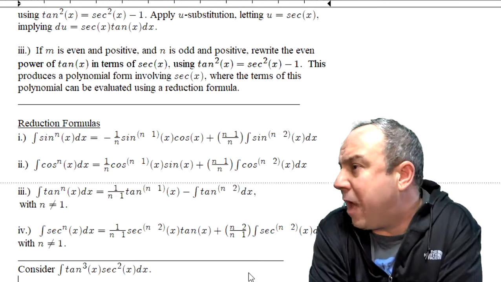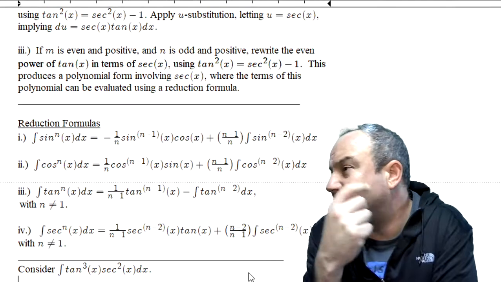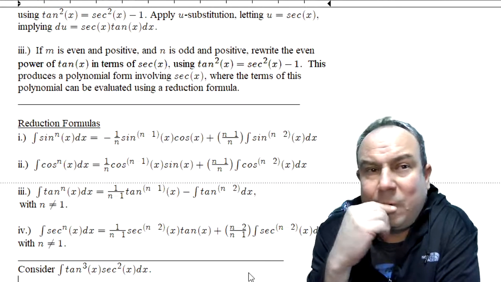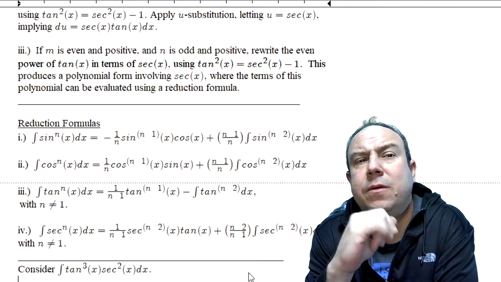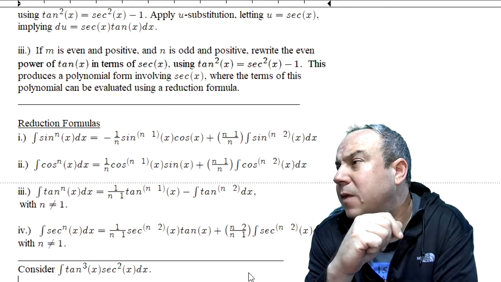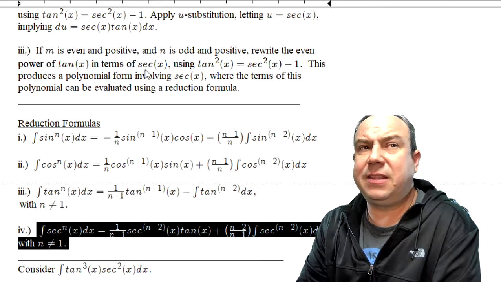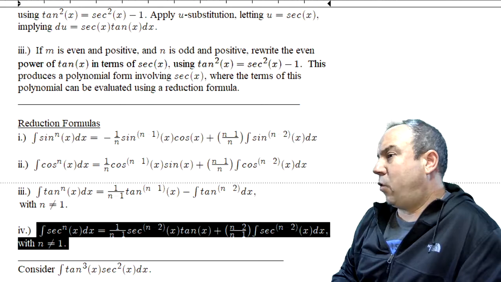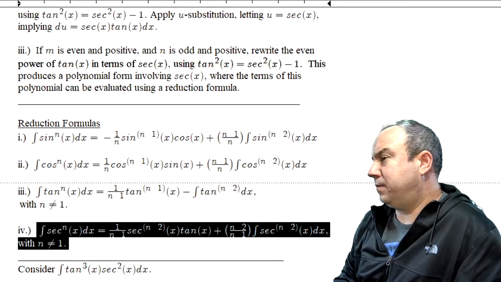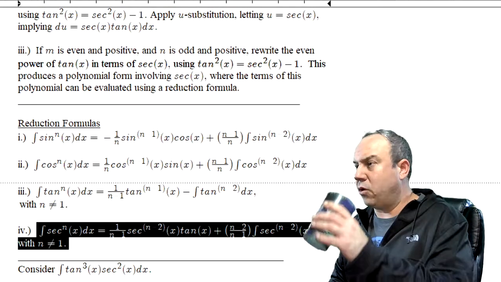These are just for nth powers of sine, cosine, tangent, and secant, and there are analogous cases for cotangent and cosecant. Where we would be applying in strategy 3 up here this fourth reduction formula. Take note of these formulas.